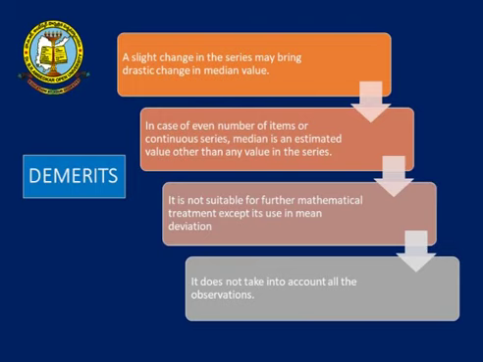Next, demerits. The slight change in the series may bring a change in the median value. Next, second demerit, in case of an even number of items or a continuous series, the median is an estimated value other than any value of the series. Next demerit, it is not suitable for mathematical treatment except in using mean observation. Last demerit, it does not take into account all the observations.